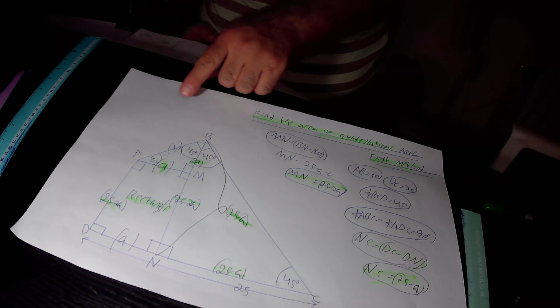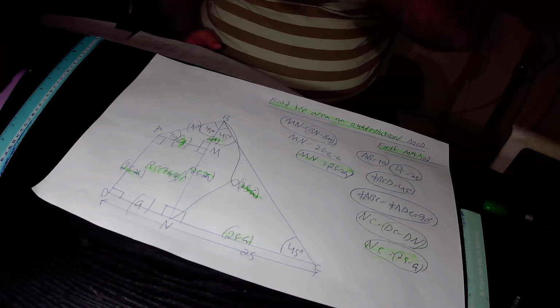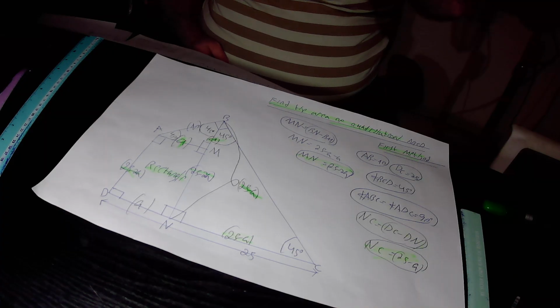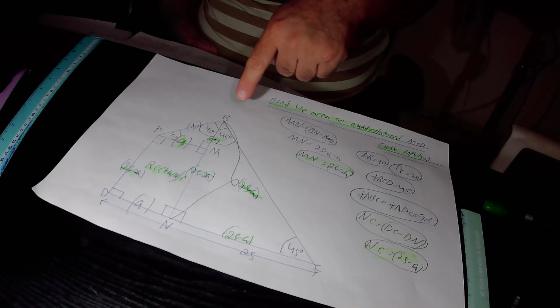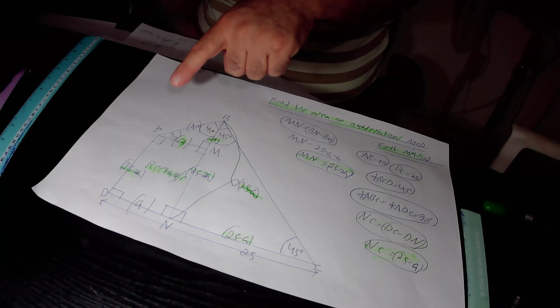This is quadrilateral ABND. Quadrilateral ABND is a trapezoid. Why? Because we prove that side BN is parallel to side AD. Why is side BN parallel to side AD?